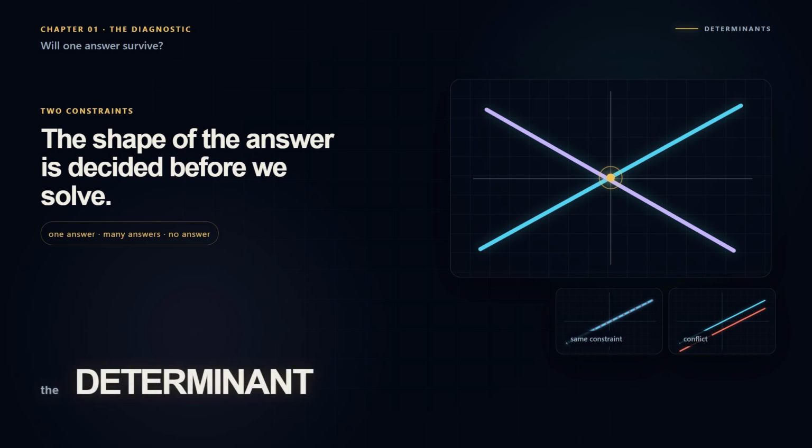That number is the determinant. In the previous lesson, rank counted independent information. Now the determinant will tell us immediately whether a square matrix has kept all of it.